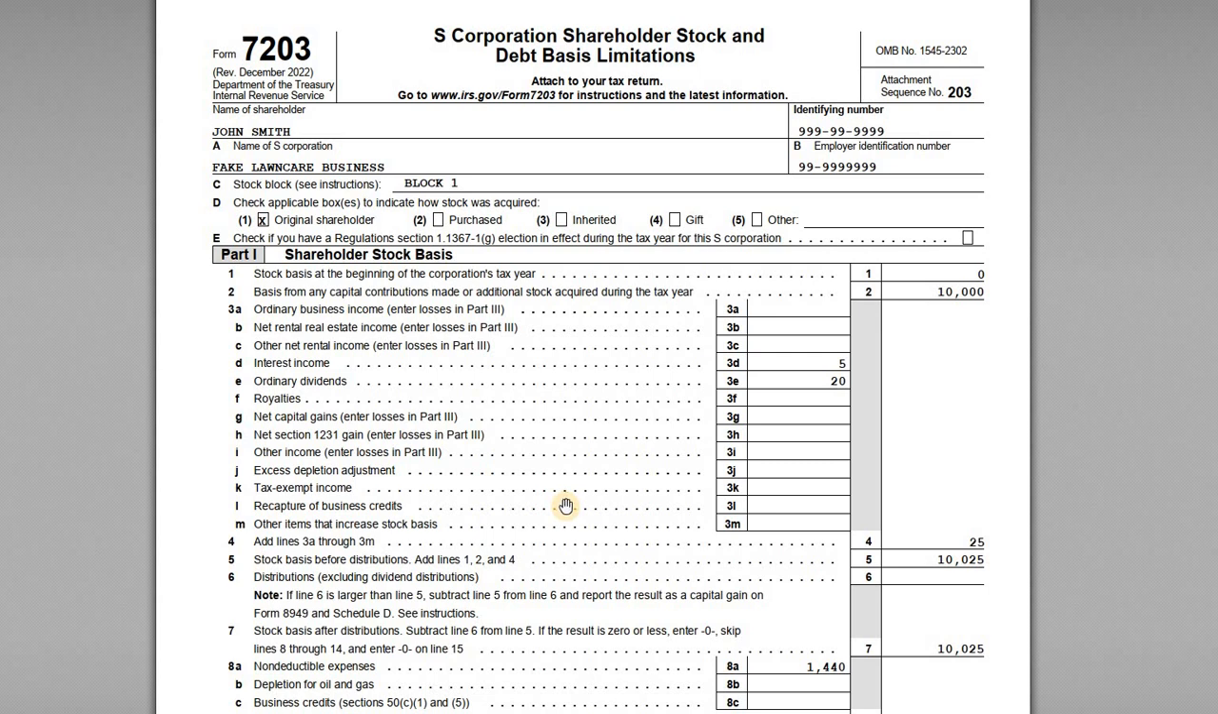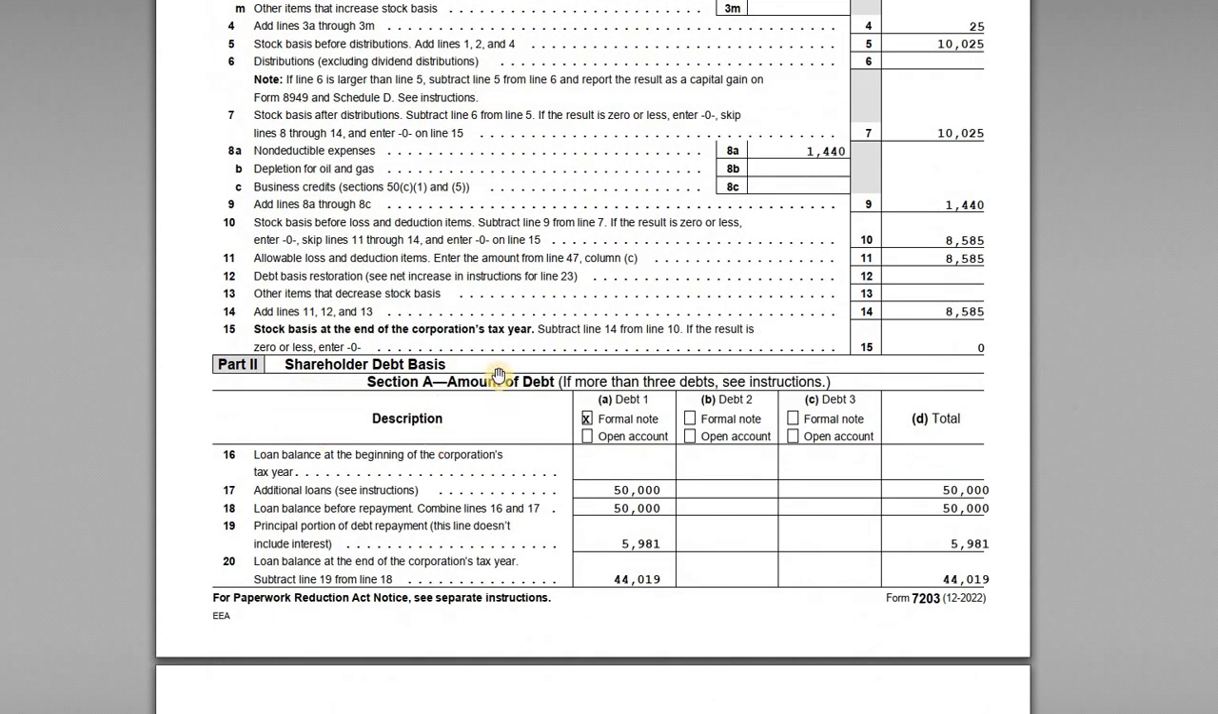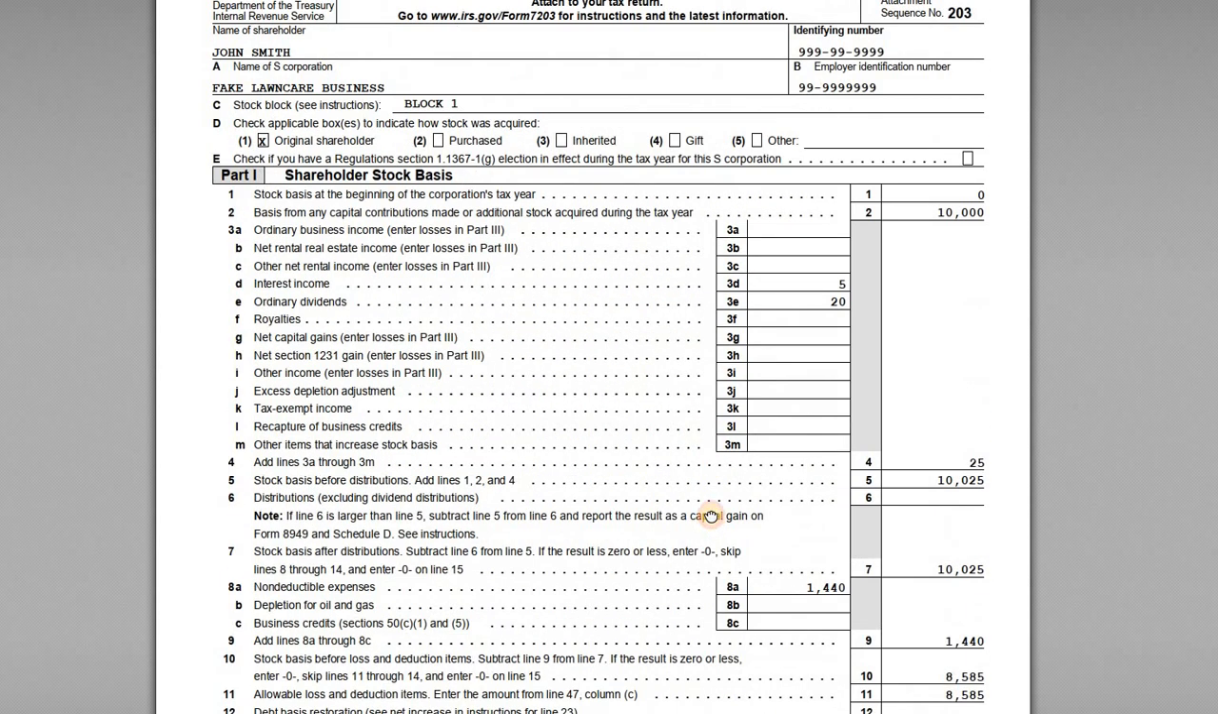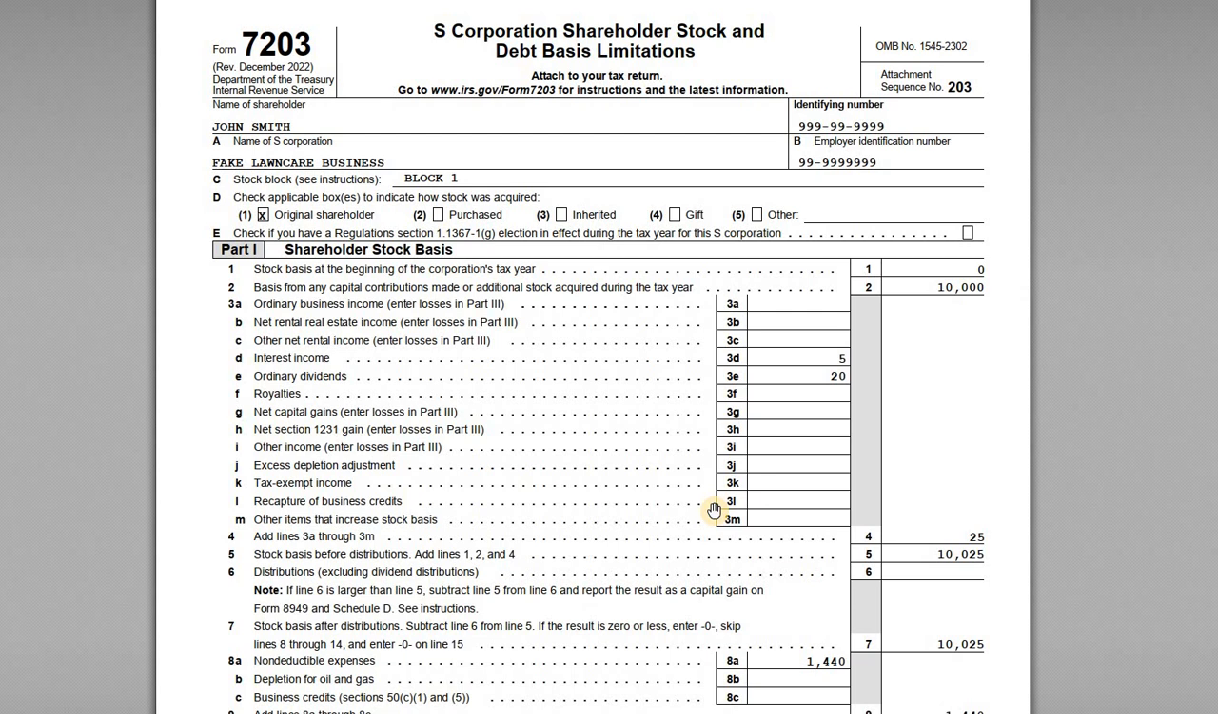Right now we've modified the fact pattern a little bit where John is going to have both stock basis in the company, and then we're going to have to complete Part 2 because he has shareholder debt basis as well. So I would recommend checking out the first video and then coming back to this one if you haven't already seen it, because it'll help you understand how the fact pattern is being modified a little bit here.